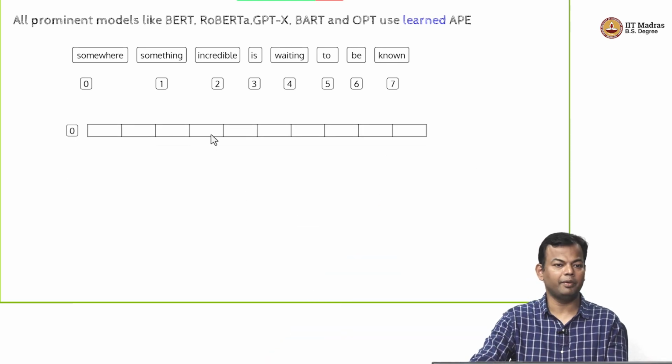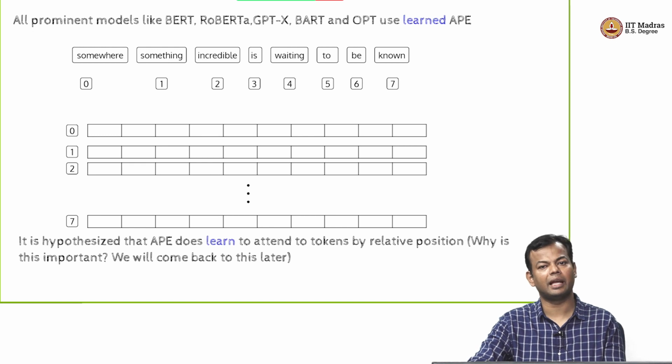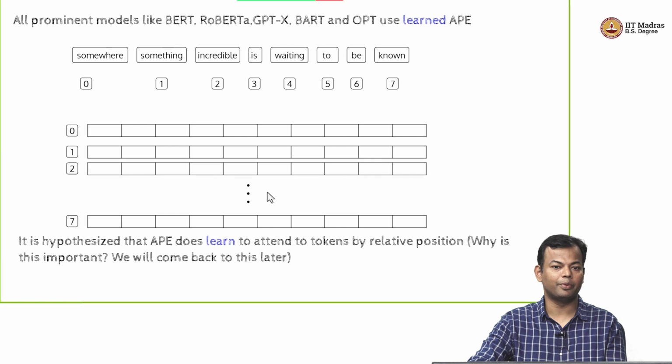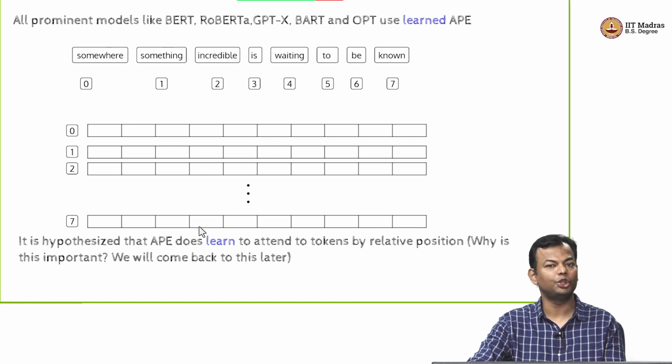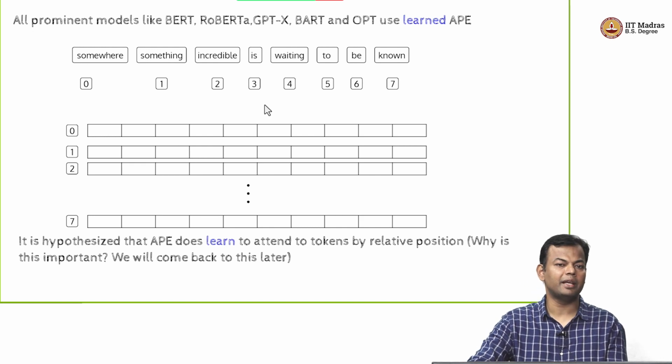So now, while people were using these absolute positional embeddings, it was hypothesized in some studies that with the absolute position embedding, the attention mechanism does learn to attend to tokens based on their relative position, right? And why is this important? Because the words may focus.